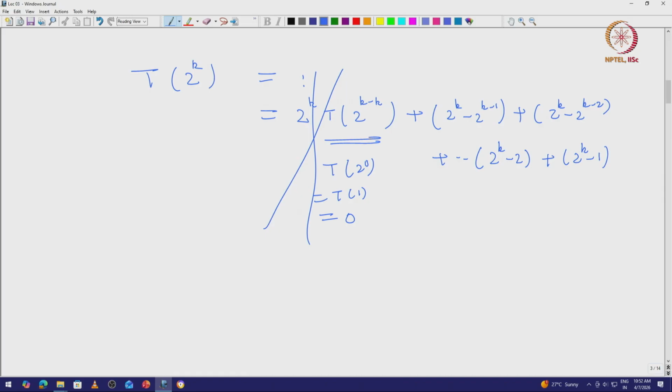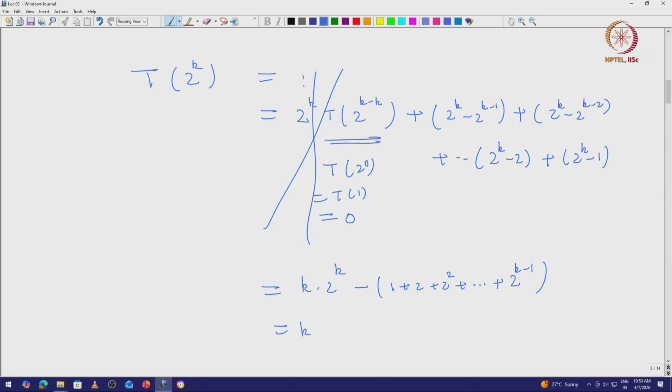And now, how many terms are here? There are k terms. Each one has got 2 power k. Therefore, that is equal to k times 2 power k minus 1 plus 2 plus 2 square up to 2 power k minus 1.